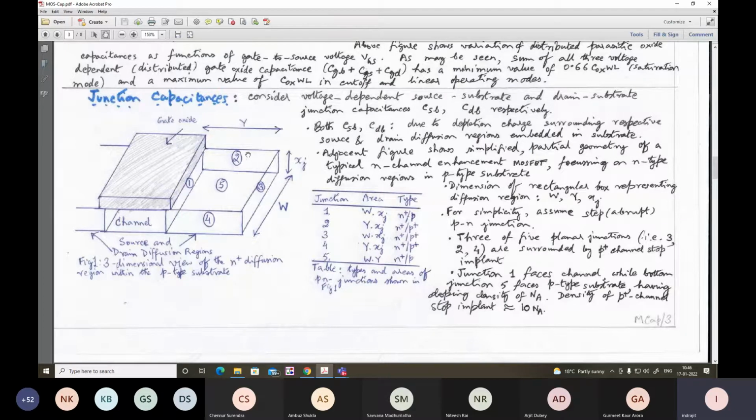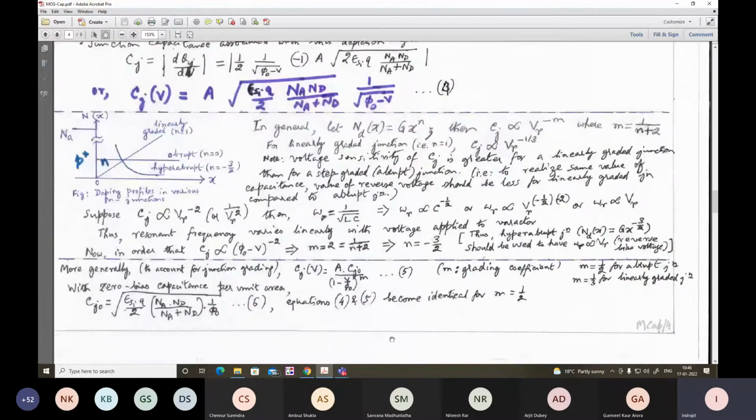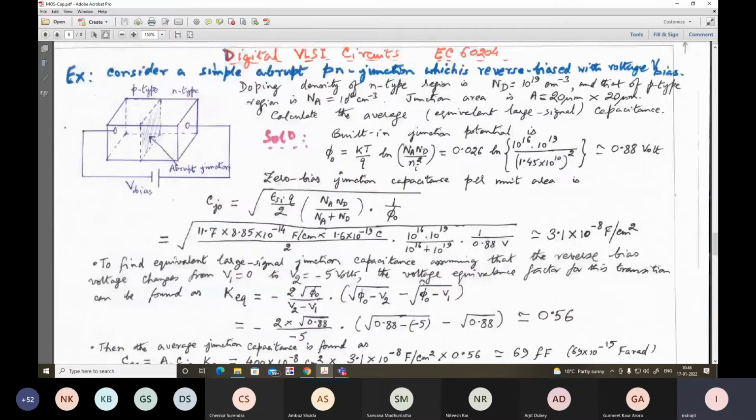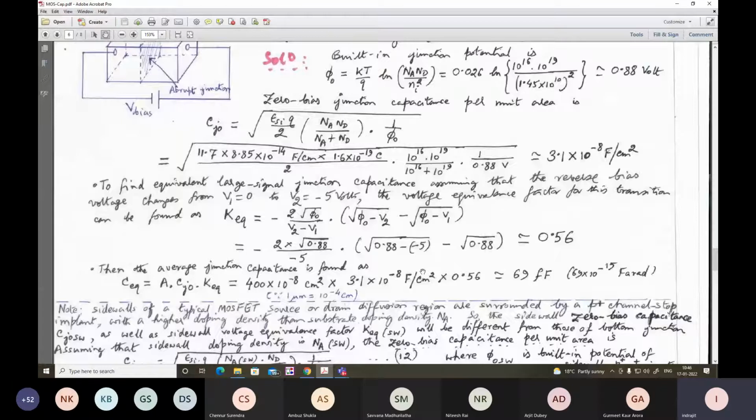So the wall length, the perimeter length, will be y plus w plus y, so 2y plus w, multiplied by xj. This will give me the perimeter area, total area. And here we need to consider y multiplied by w, and here also w multiplied by xj. So these are the junction dimensions that we need to remember while calculating the different capacitance values.